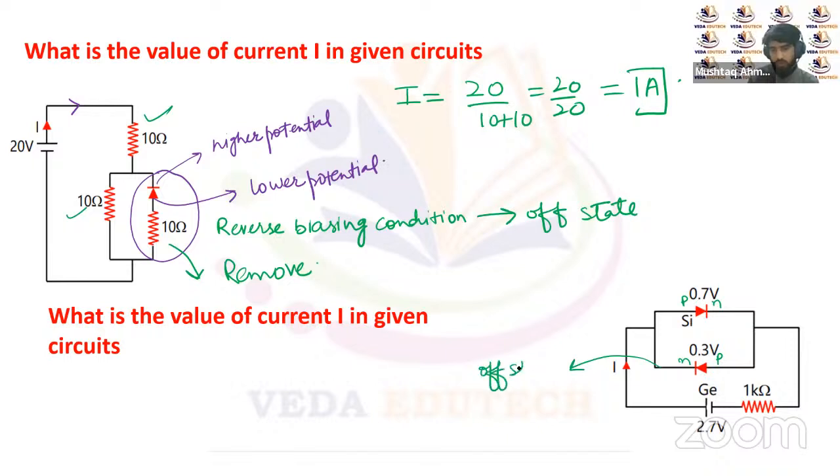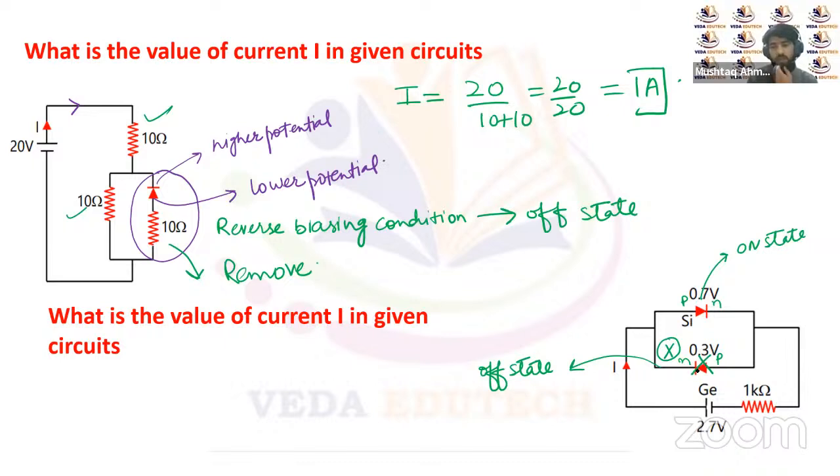This will be in the off state, and this diode will be forward biased, or we can say in the on state. So silicon is in the on state and germanium is in the off state. If germanium is in the off state, it means there will be no current flowing through this diode at all.